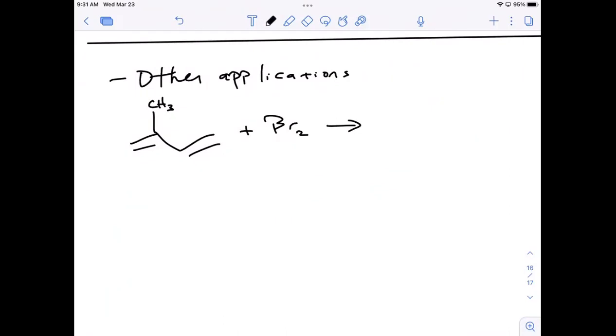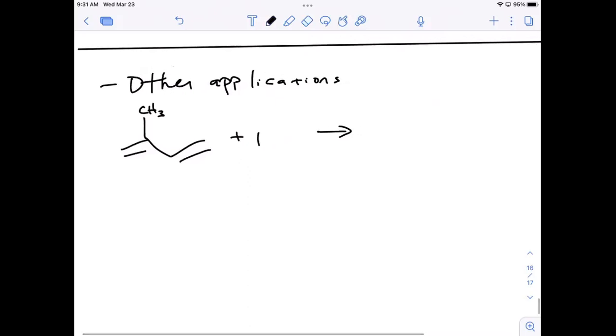rather than going through an allylic carbocation, what happens when you do bromination? Anybody remember the mechanism for this, when you do a bromination reaction?